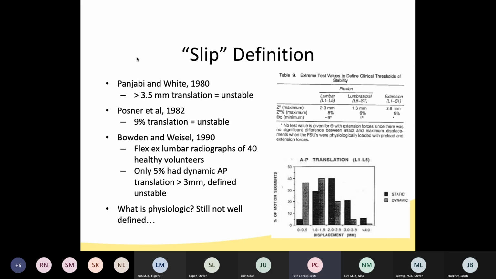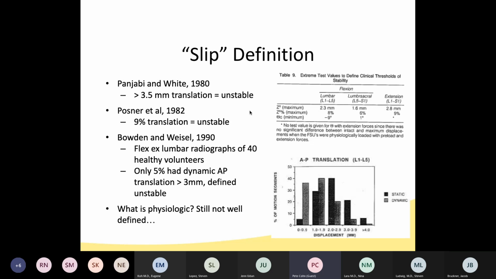There was a paper by Punjabi and White that described that 3.5 millimeter translation. Then there was a paper by Posner et al. that built on that, and they actually did a cadaver study where they essentially bent spines in extension to failure, and then looked at the maximum translation they could achieve prior to failure, and they found that was around a 9% translation. So they determined that anything greater than that is an unstable pattern.